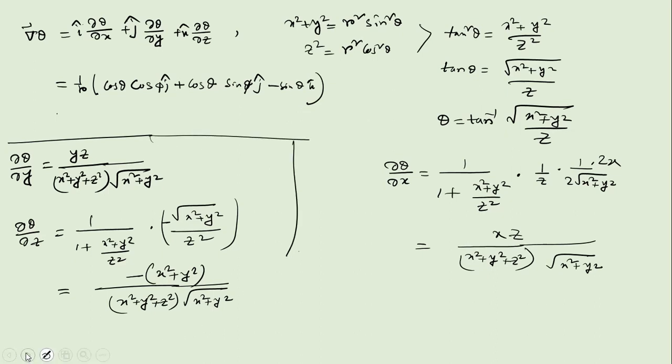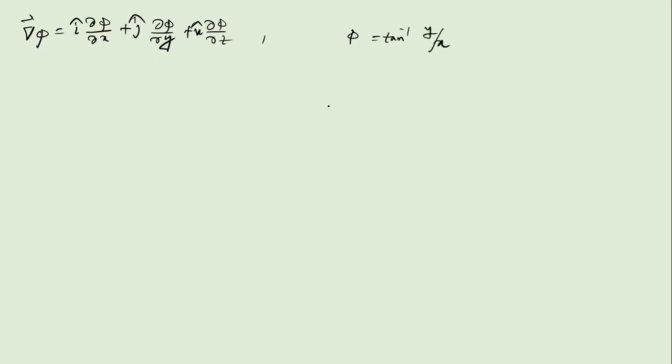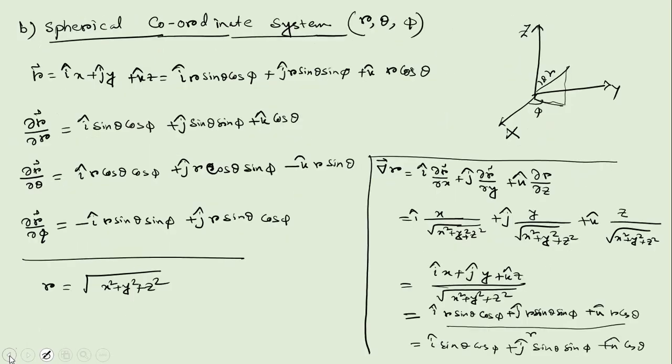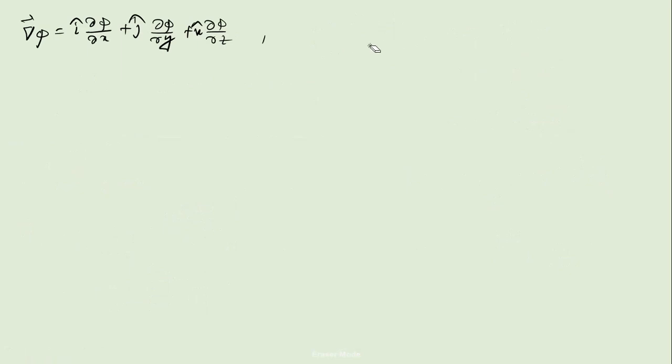So next is grad phi. So this is i cap del phi by del x, j cap del phi by del y, k cap del phi by del z. You know phi is nothing but tan inverse y by x, so tan phi is y by x. So phi is tan inverse y by x.